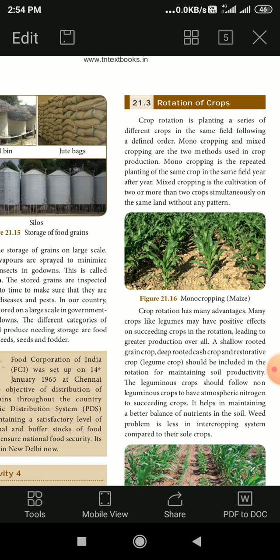For example, if they have the banana plantations, in between that banana plantation they will be having the groundnut, or they will be having the tomato plants or lady's finger like that, or ginger plantation. That is, two crops will be simultaneously done. That is called mixed cropping. In the monocropping, only one single type of plant will be in that land area.